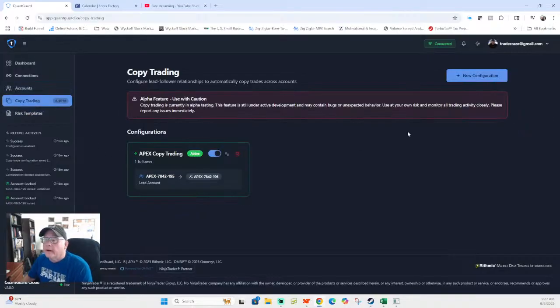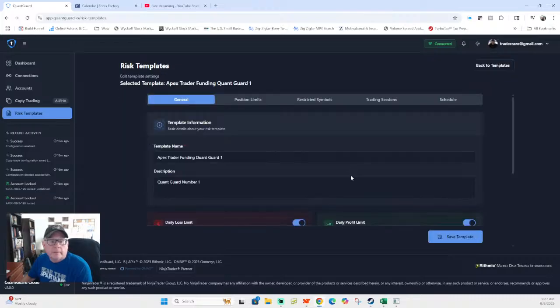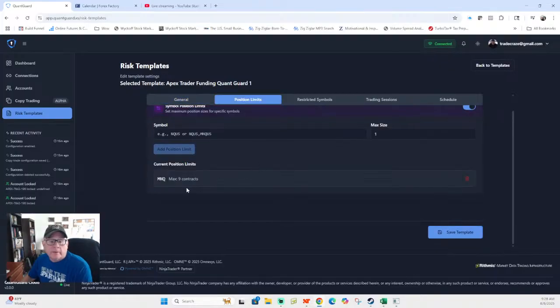I've got 195 as the lead account, 196 following. All right. And this is my risk template today. Let's see if we can edit, pull it up. So right now, a $600 loss locks me out of the account. 300 maximum loss, it flattens the position if it gets across that. Maximum daily profit that we're after is 750. Position limits mean not trading more than 9 contracts.